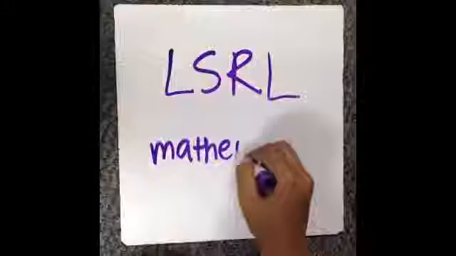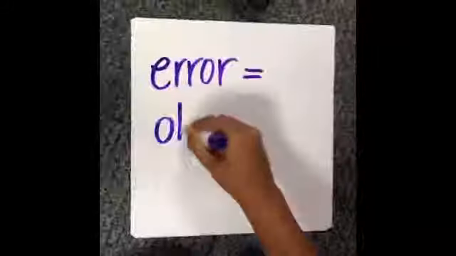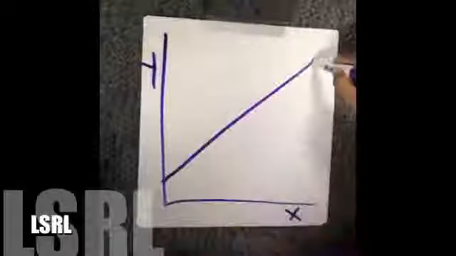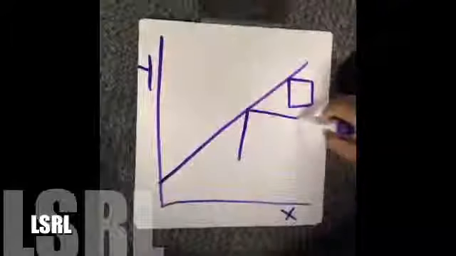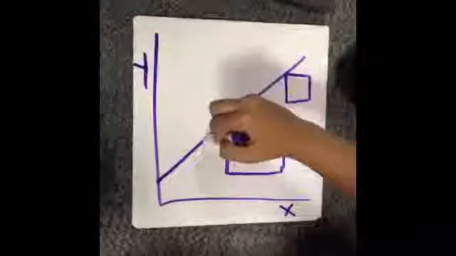LSRL is a mathematical model for the data. Error equals observed minus predicted. The LSRL of y on x is the line that makes the sum of the squares of the vertical distances of the data points from the line as small as possible.